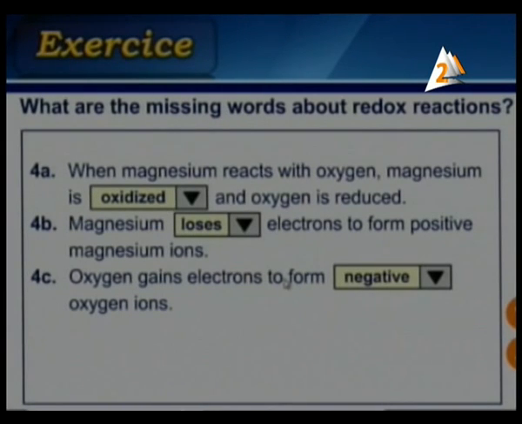So oxidation, the other name is called? It's called the reducing agent. What about the reduction? We have the oxidizing agent.